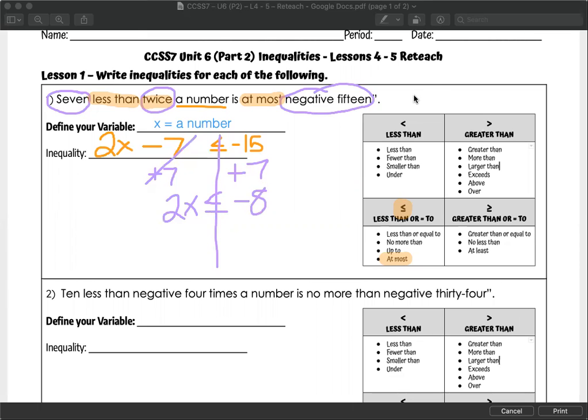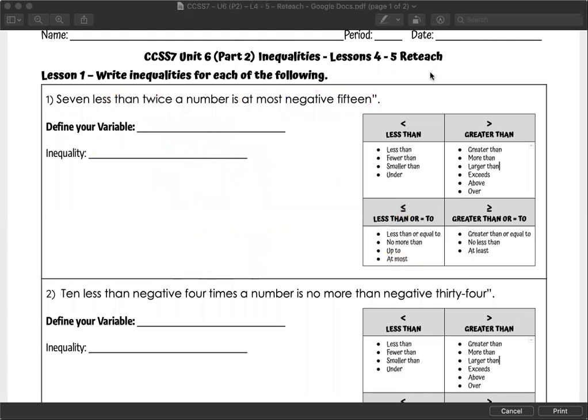Next step, x is being multiplied by 2. So the opposite is to divide each side by 2. Since we didn't multiply or divide by a negative, our sign stays the same. Negative 8 divided by positive 2 is negative 4. All right, let's try another one.